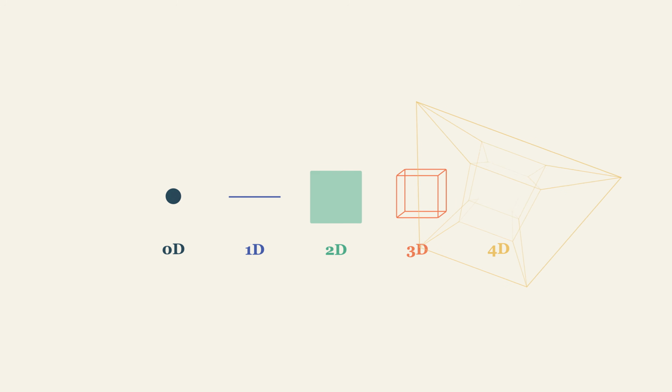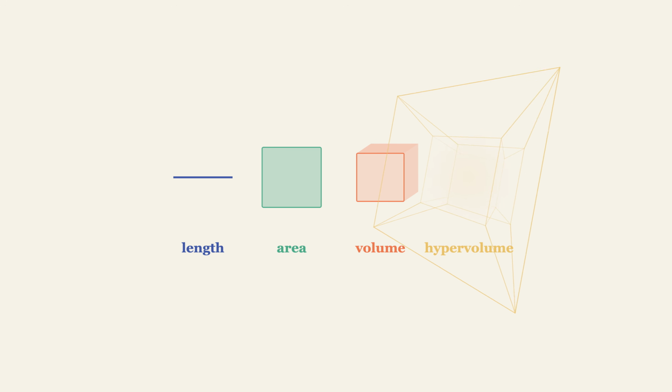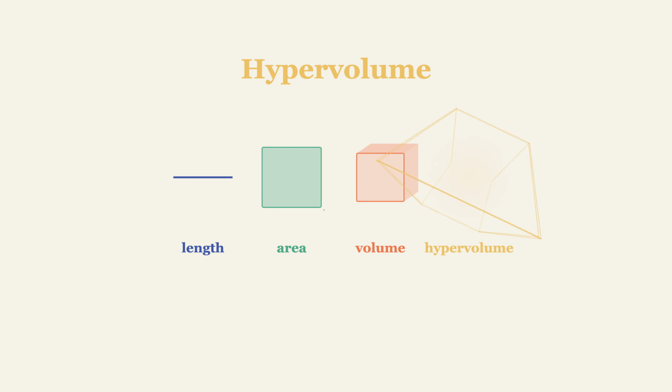Here is what we know. 0 dimensions, a point. 1 dimension, a line. 2 dimensions, a plane. 3 dimensions, space. 4 dimensions, hyperspace. At each step, we gain something the lower dimension cannot contain. A square has area a line cannot hold. A cube has volume a square cannot contain. A tesseract has hypervolume, a kind of 4-dimensional content that no 3-dimensional box can hold.